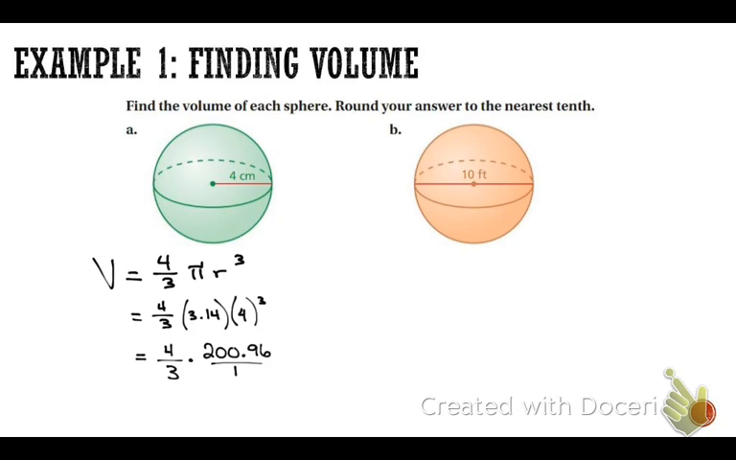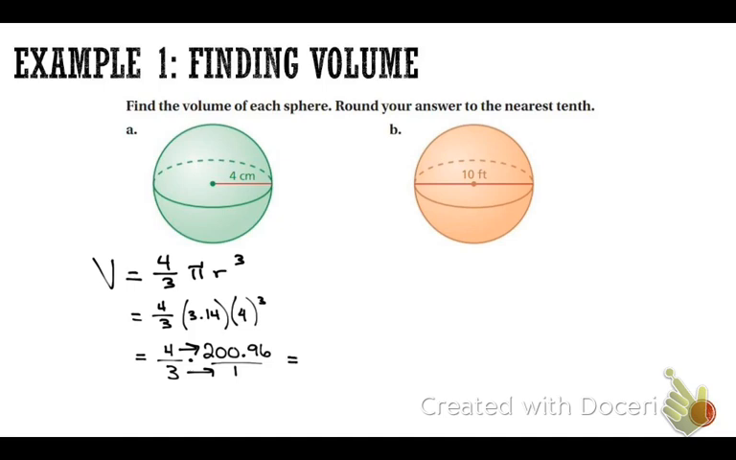I can put any whole number over 1. Why would that be helpful when I'm not using any type of a fraction button to do this multiplication, Faith? Because 4/3 is in a fraction. Yes, and when I have two fractions, my rule for multiplying is to multiply my numerators and denominators. So this reminds me, hey, I'm multiplying 4 times 200.96, and I'm multiplying 3 times 1.